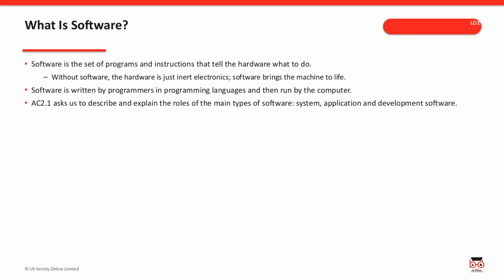So, what exactly is software? It's the set of programs and instructions that tell the hardware what to do. Without it, even the most powerful laptop is just a lump of inert electronics. Software is what actually brings the machine to life. It's written by programmers in special languages and then run by the computer. And in this outcome, we'll describe the three main types: system, application, and development software.